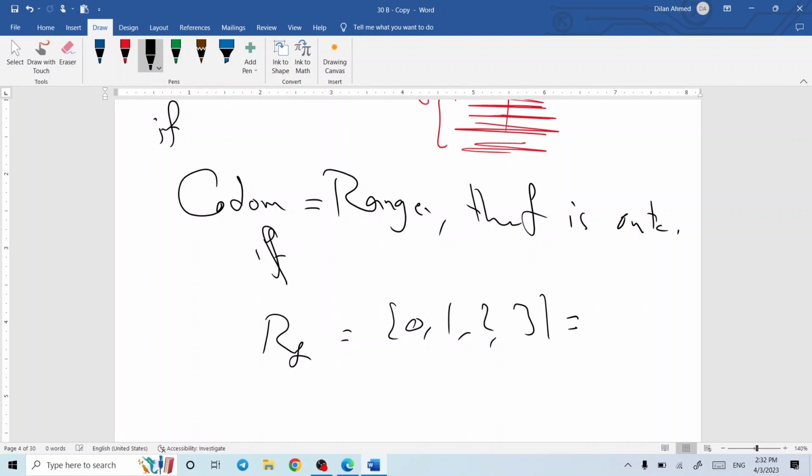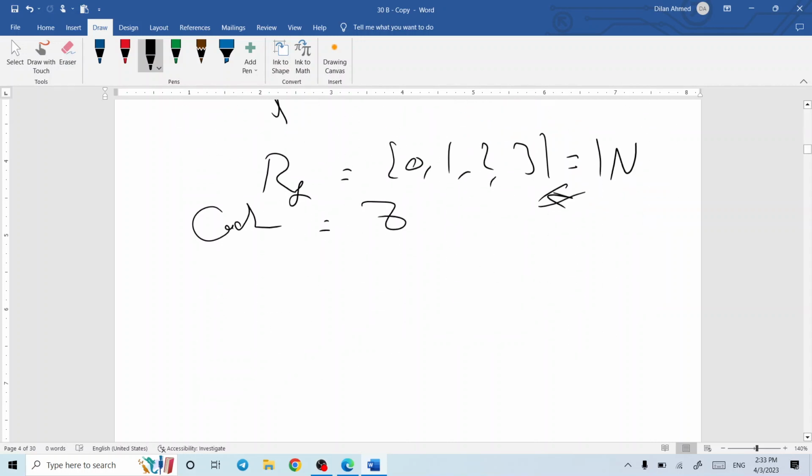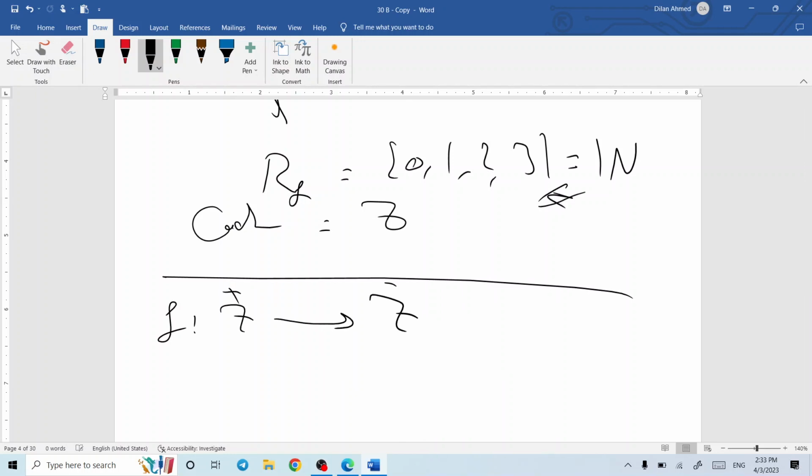So you can call it n, right? But the codomain is equal to what? Z. So is that one equal to that one? No way. Understood? So I'm going to change this equation. F of x from Z positive to Z positive. Even if I am not talking about Z positive, from Z to Z positive. Tell me, is it onto or not?